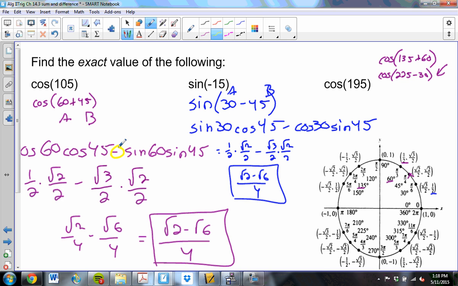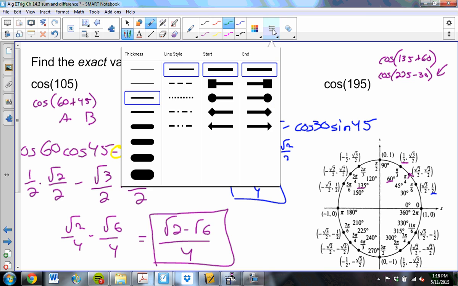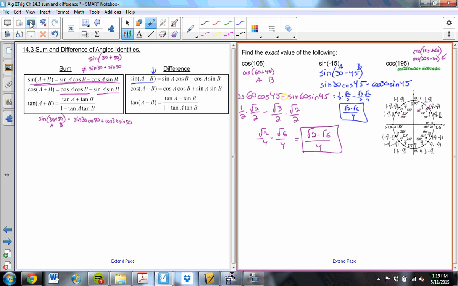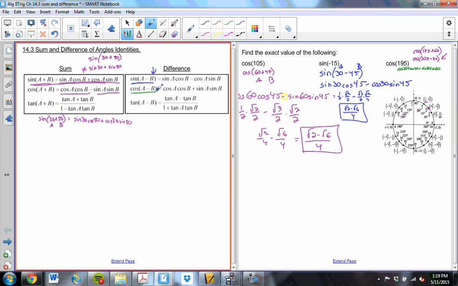I knew here it was a minus. This had a minus. So my new one's going to have a plus. The sign's just going to switch on it. So it's going to be cosine 225 cosine 30 plus sine 225 sine 30. I'm going to take a second and just make sure I wrote that down correctly. I'm doing cosine A minus B, so it's cosine A cosine B plus sine A sine B, and that's exactly what I did.